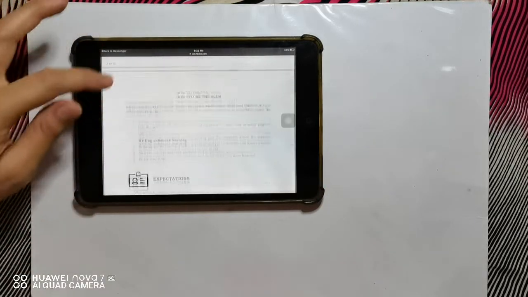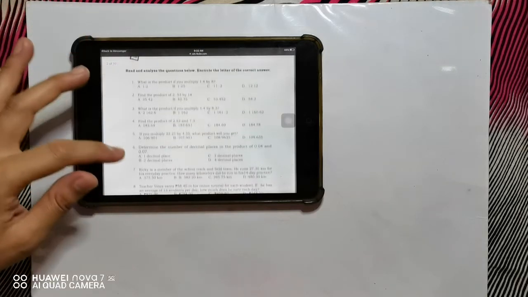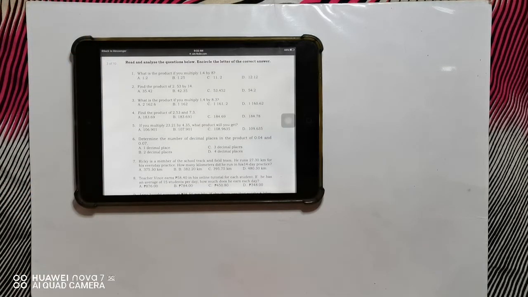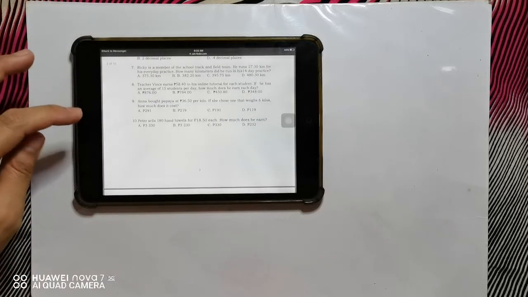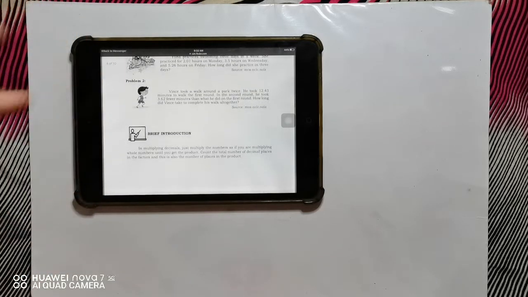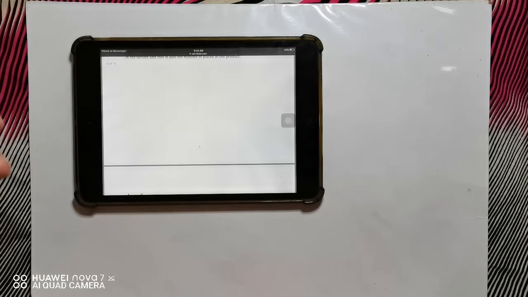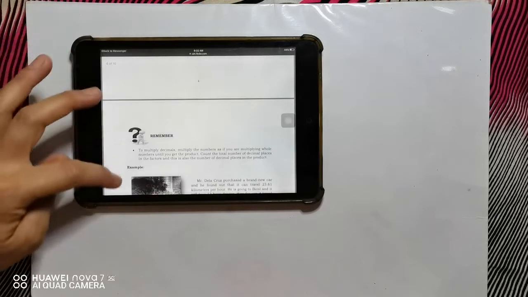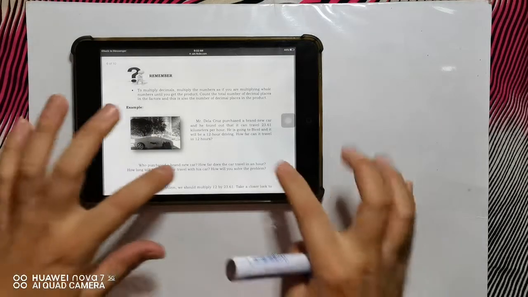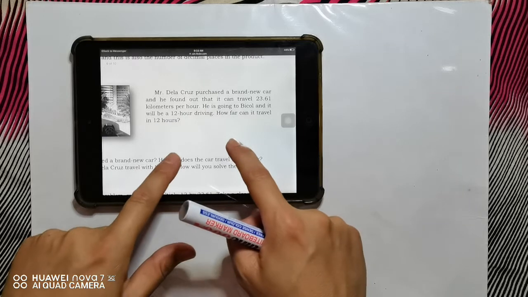So mag-multiply na tayo. Siyempre, before we start, kailangan you know your multiplication table. Kailangan sa ulo na siya dahil you will find it really hard multiplying numbers kapag hindi mo siya sa ulo. So I suggest na you know how to multiply numbers so that this will be as easy as multiplying whole numbers. Okay? So let's proceed with the lesson. So this is the problem. Okay? So let's try to read the problem.